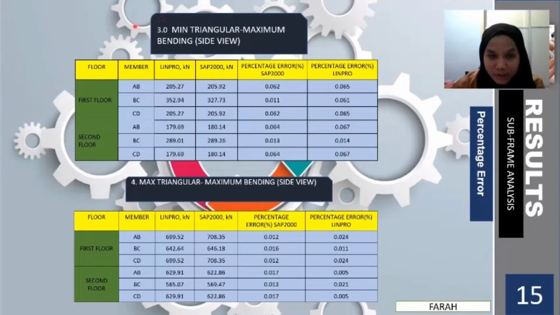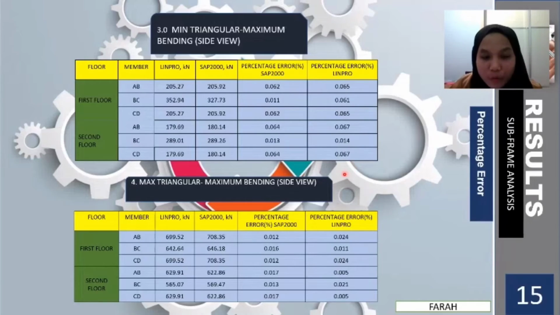Here is the percentage error for minimum triangular maximum bending. For the percentage error for SAP 2000, the highest value comes from members AB and CD from the second floor, which has the value 0.064. For the percentage error for LimPro, the highest value also comes from members AB and CD from the second floor.